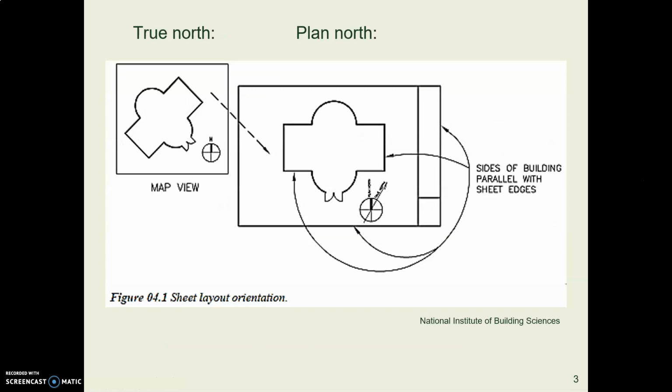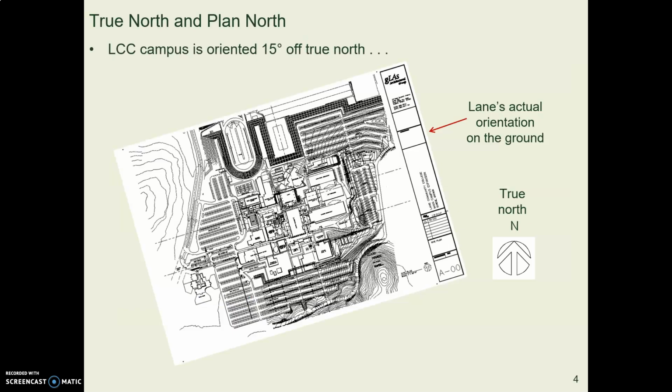Your building is going to point approximately one direction or another, and you'll figure out which side is approximately the north side. But it is highly unlikely that your house is going to be oriented exactly to true north. It's going to be off by a few degrees.